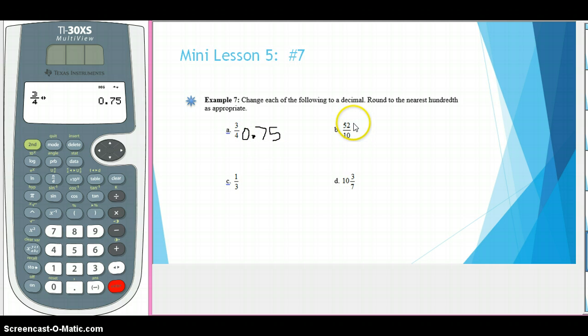Now for B, 52/10, I know this is going to be a mixed number, or it's going to be larger than 1, since 52 is greater than 10. So I'll put 52/10. Oh, sometimes you forget those arrows. Let me delete that. Arrow outside, and now I'm going to ask it to change it to a decimal, and we get 5.2.